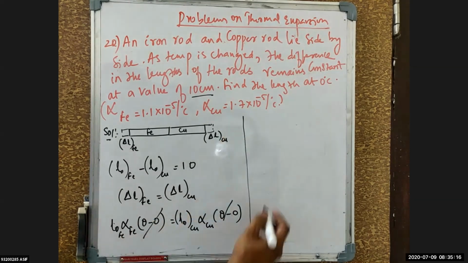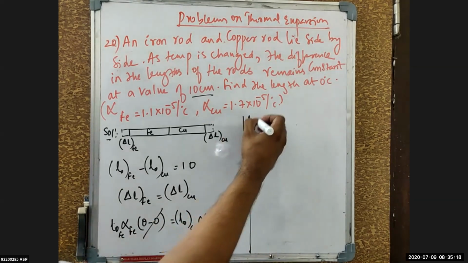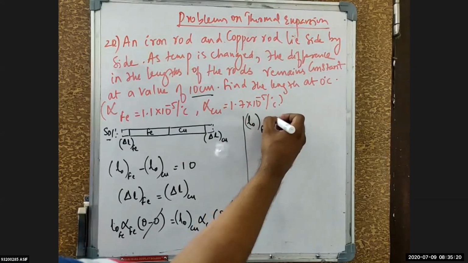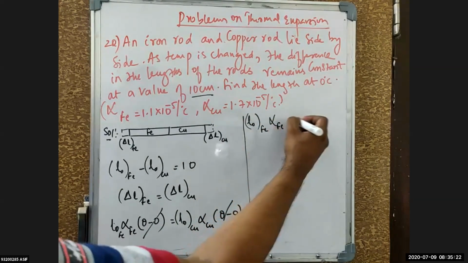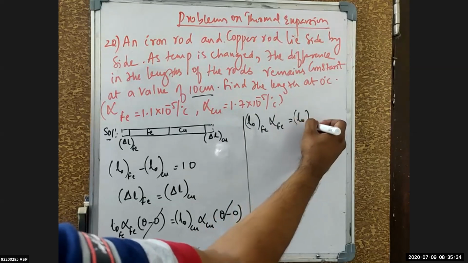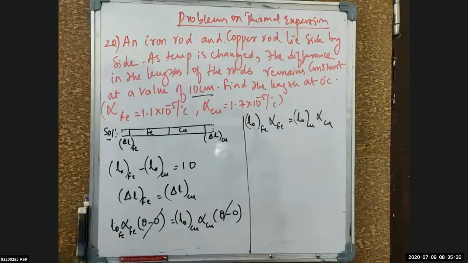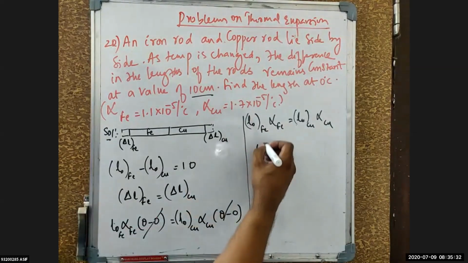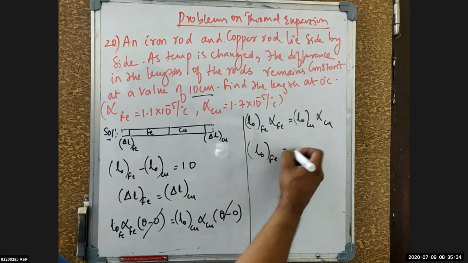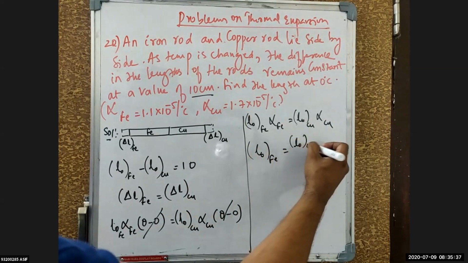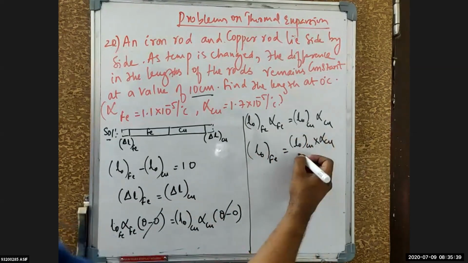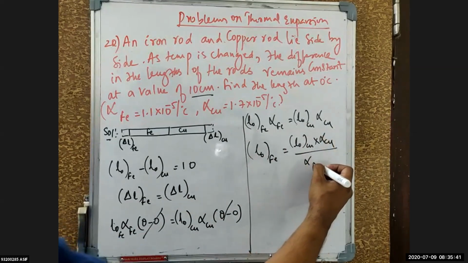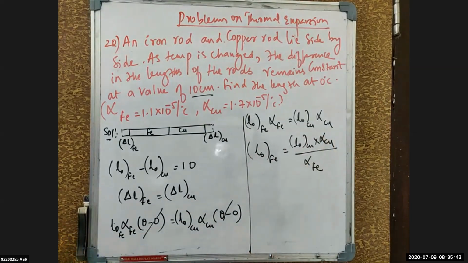If I'm simplifying for the given condition, this is L naught of your iron into alpha of your iron is equal to the initial length of your copper into alpha of your copper. So I can get the length of that one. So find the length at 0 degree centigrade. Length of your iron will be equal to the length of your copper into alpha of your copper divided by alpha of your iron. That will give me the answer for the given condition.